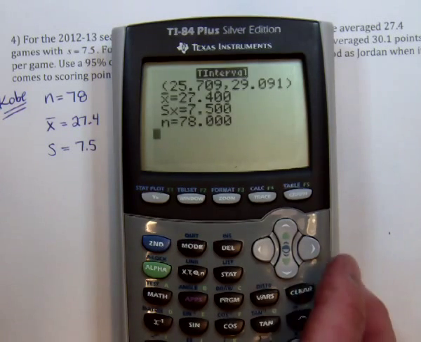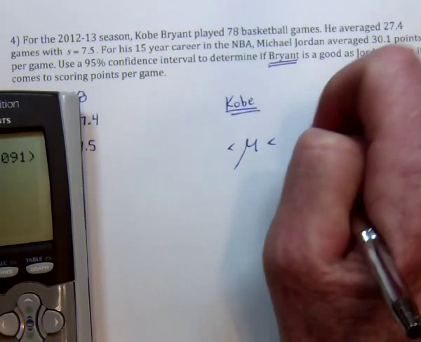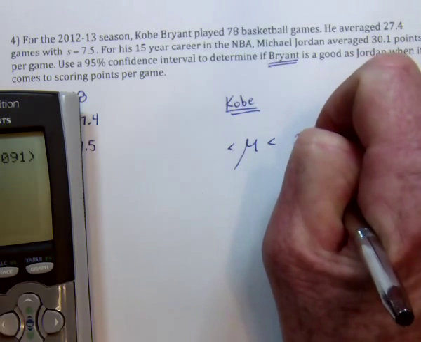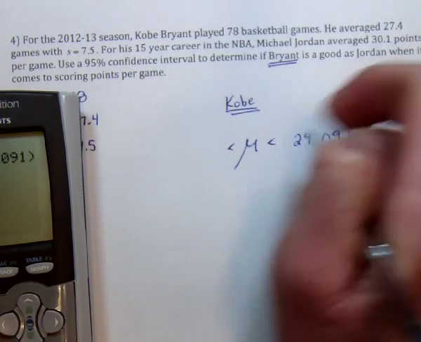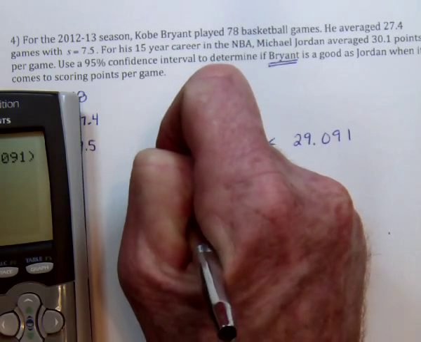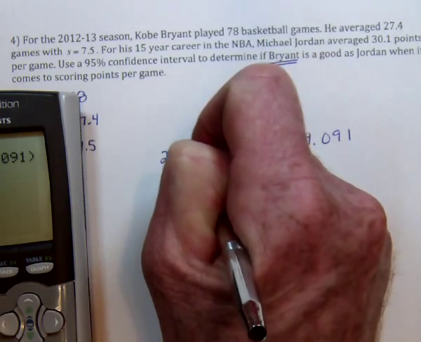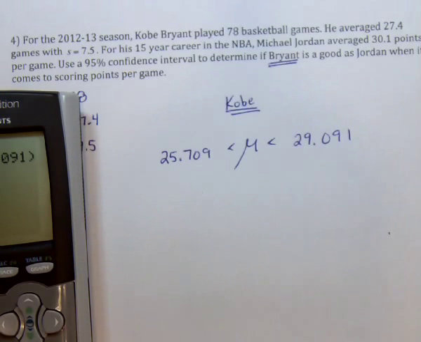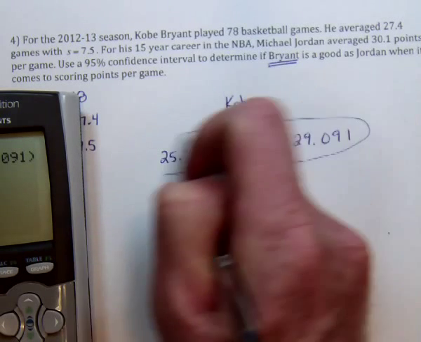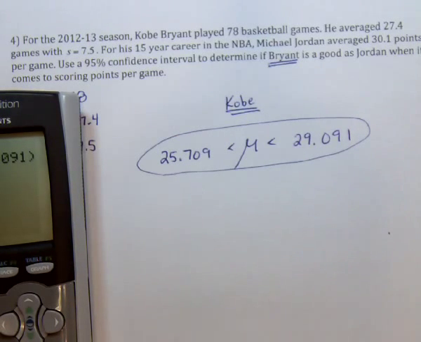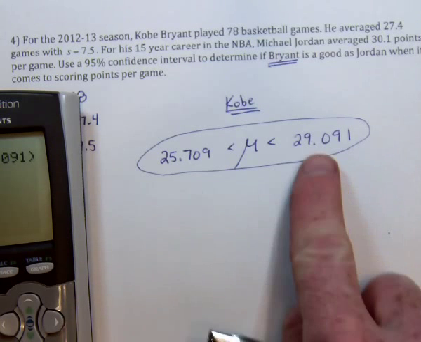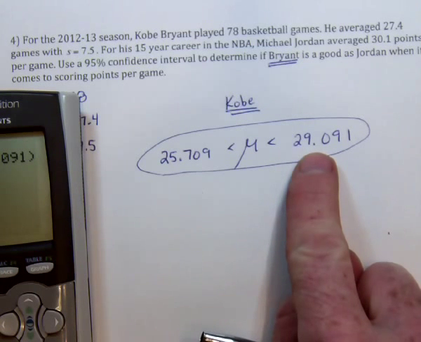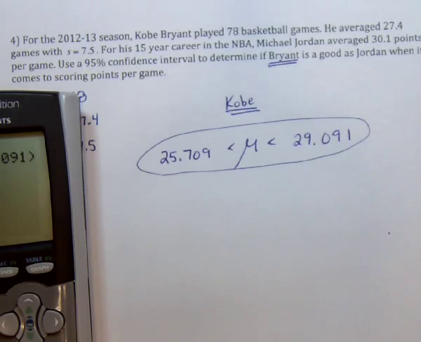So that means that Kobe, throughout his lifetime, his average should be somewhere between these two numbers. That's with the assumption that he continued to play the way that he played during that season. Anyway, this interval is saying, I'm 95% sure that at the best, Kobe's barely going to make it to 29. So, who's better?